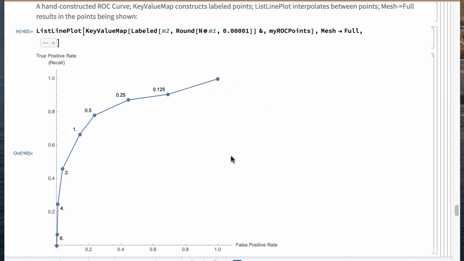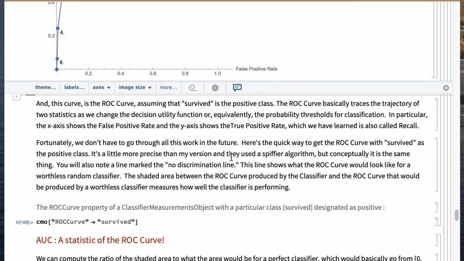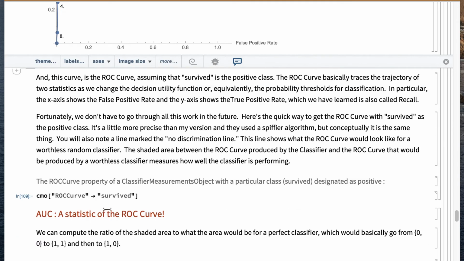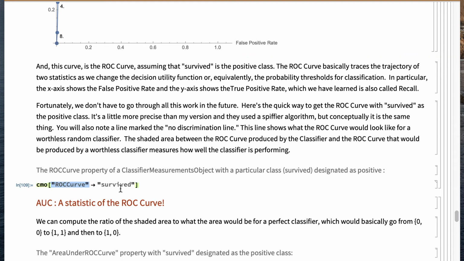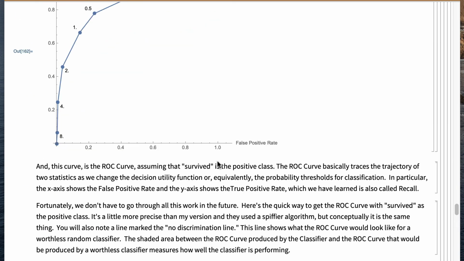Now, there are much more efficient ways of computing the receiver operating curve than I just used. I did it in a fashion that I thought was pedagogically useful. The Wolfram kernel does it in an efficient way, and so it gets lots of points. And so if we want to see the ROC curve for a classifier, we can just ask for the ROC curve property, and we can designate, if we choose to do so, the positive class. And if I do that, that's the picture I get, which does basically look like this picture here.